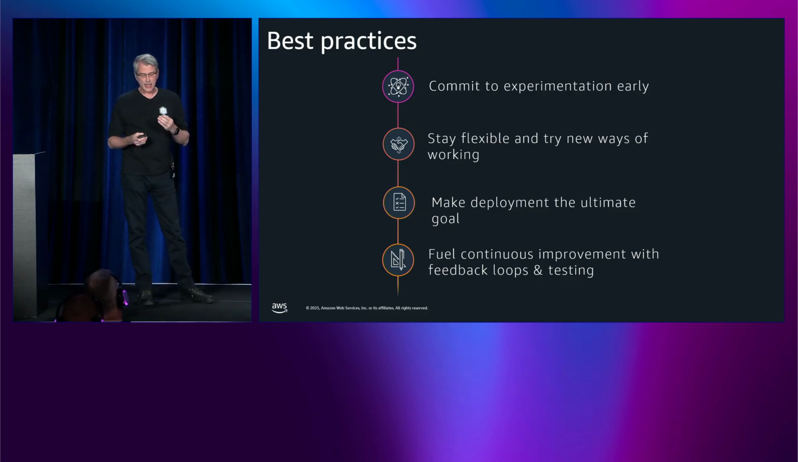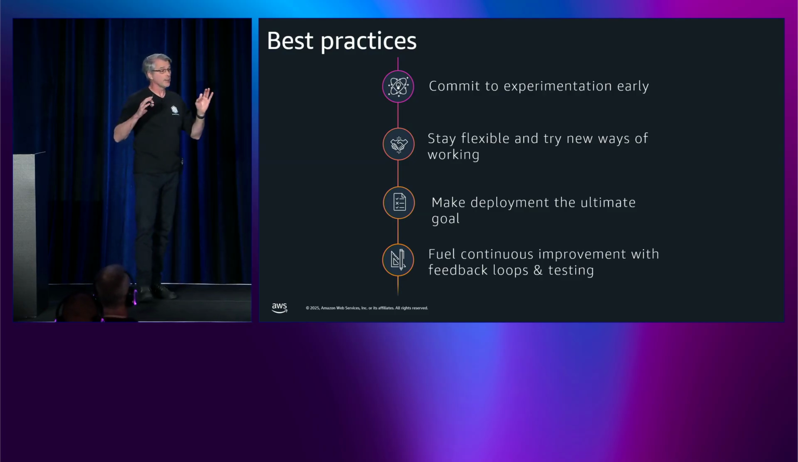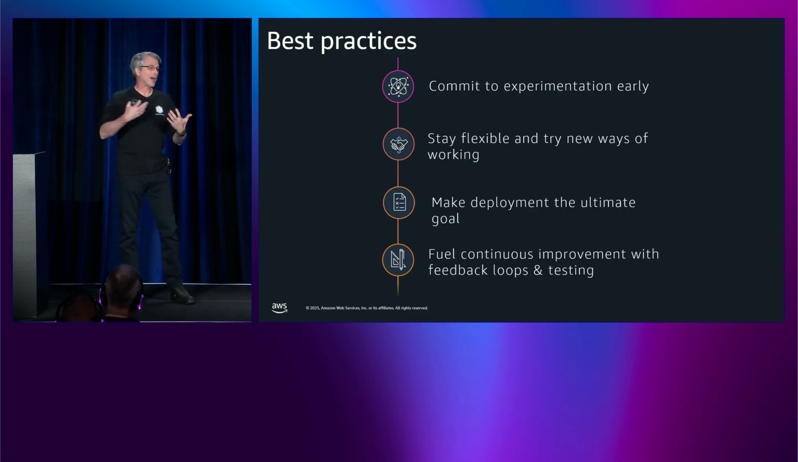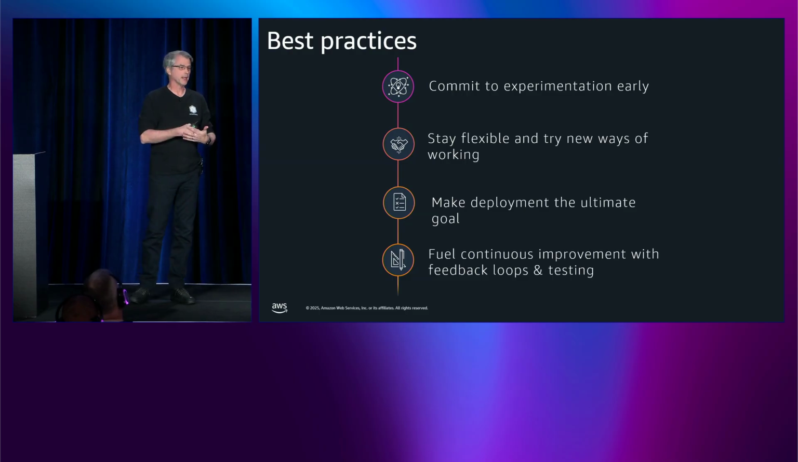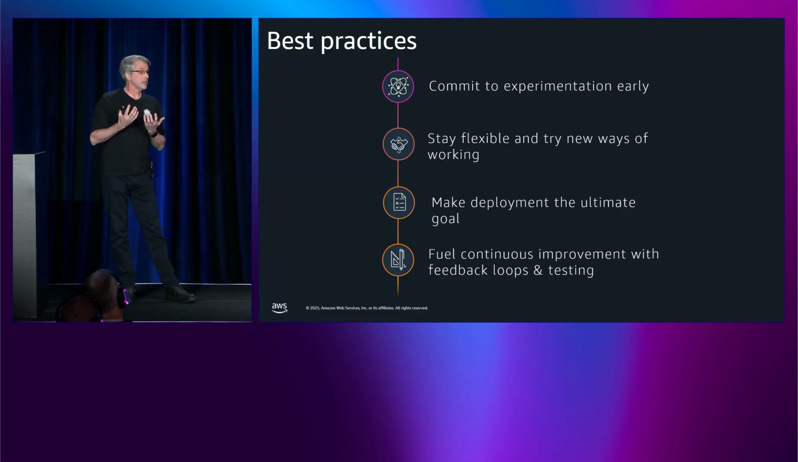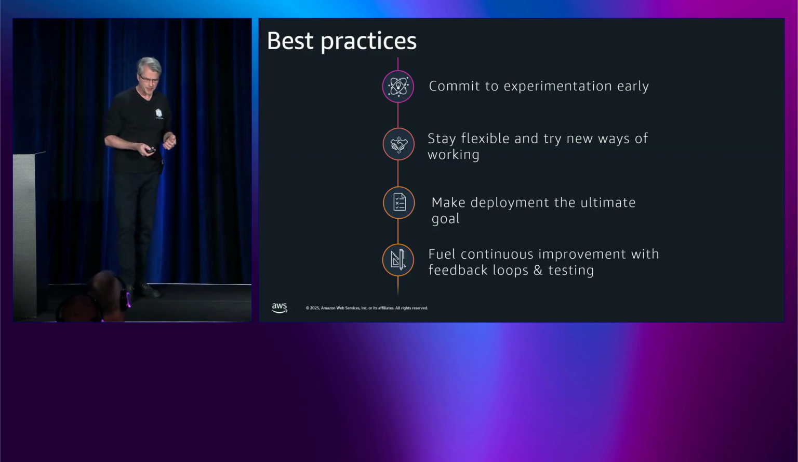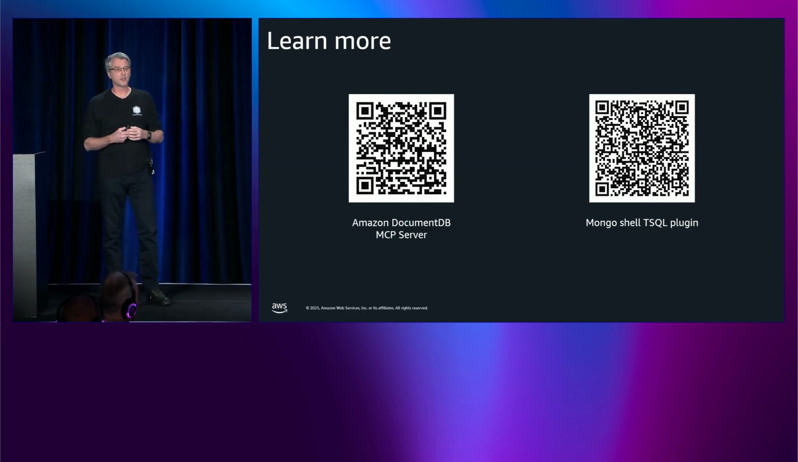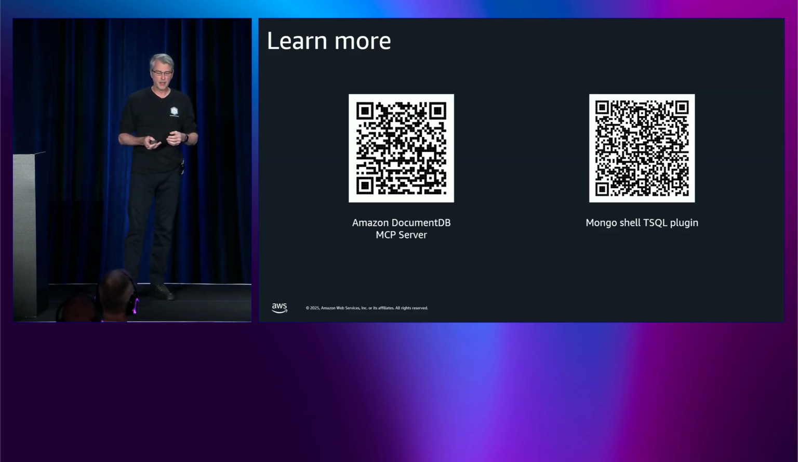All right. But at the end of the day, one of the main takeaways here is this is why vector support on DocumentDB is so important. Like Cody said, your data is the differentiator. We're allowing you now to store these vector embeddings with your data in DocumentDB. You've got everything you need right there to allow you to do all of these things that we've showed you here today. So if you want to take a picture of that real quick, there's QR codes that'll take you to the Amazon DocumentDB MCP server and the Mongo Shell T-SQL plugin.